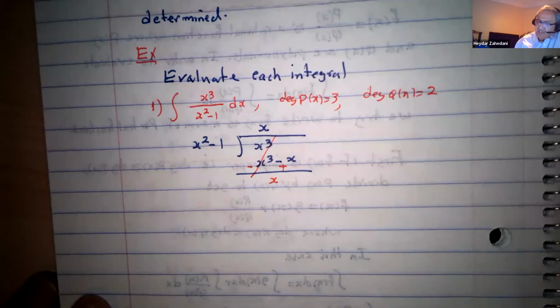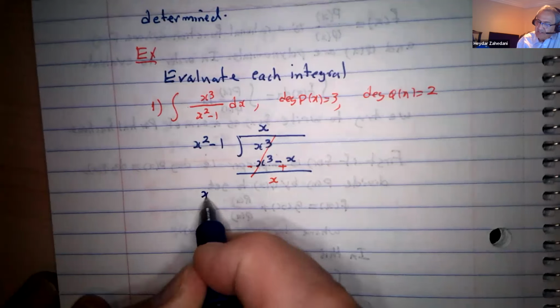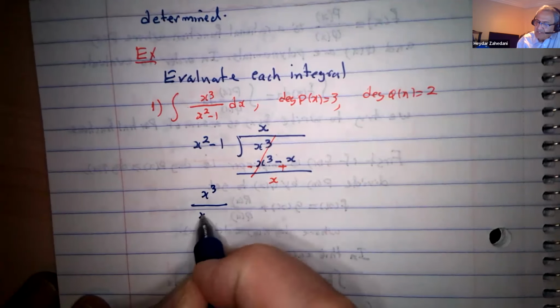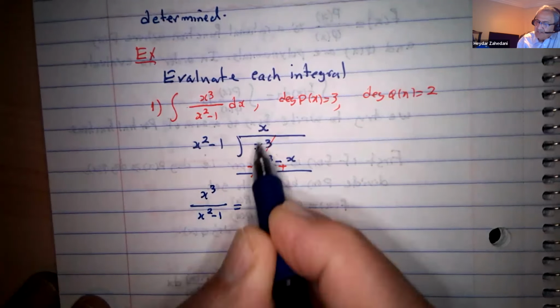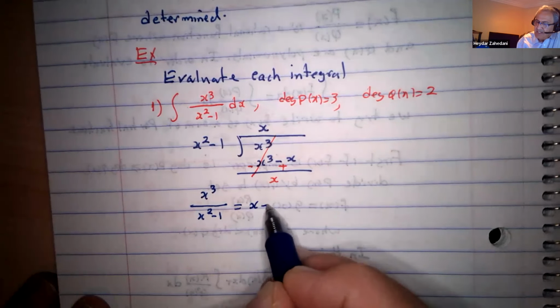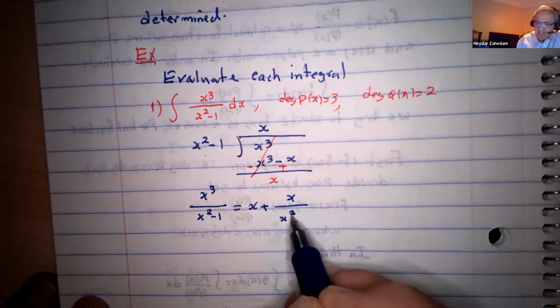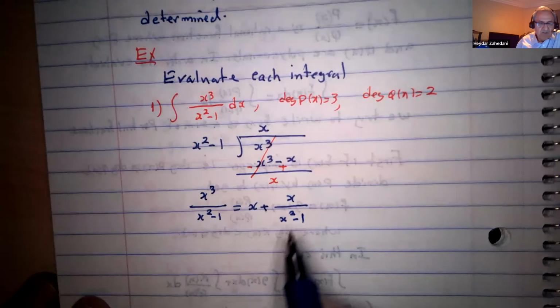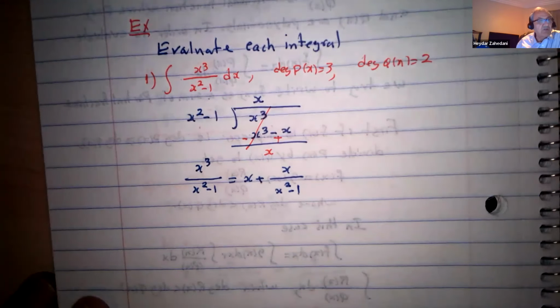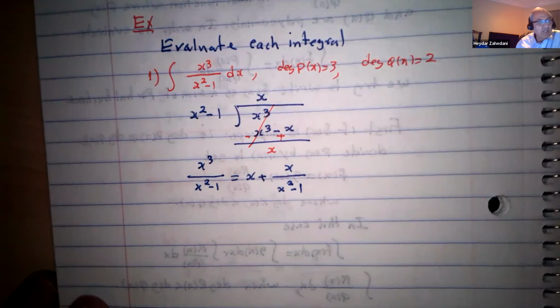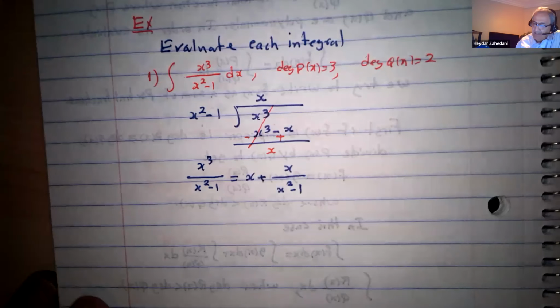So what you can do is rewrite x cubed over x squared minus 1 as a quotient, which is x, and the leftover is x over x squared minus 1. That's the extra one that I'm talking about, but most of the time it's already done.